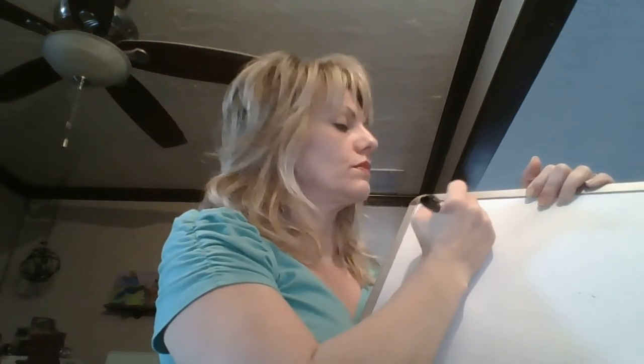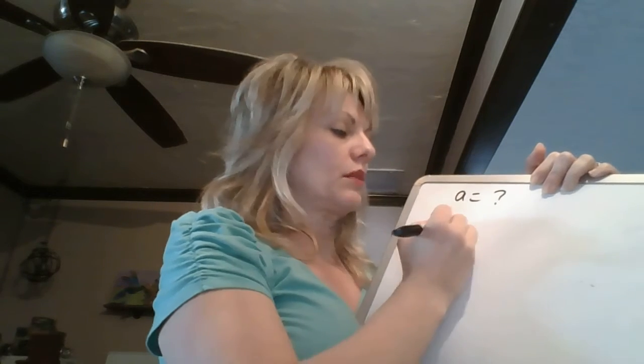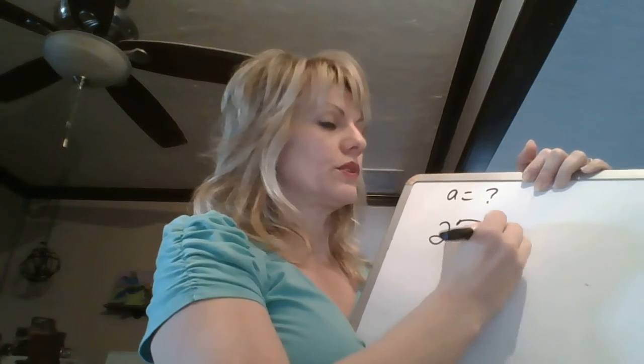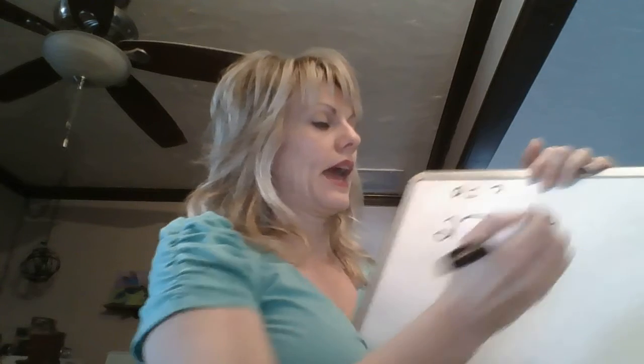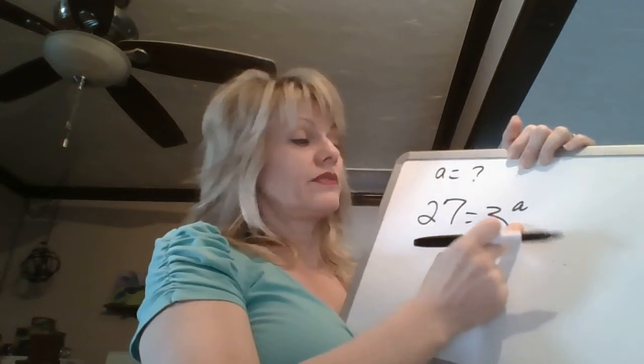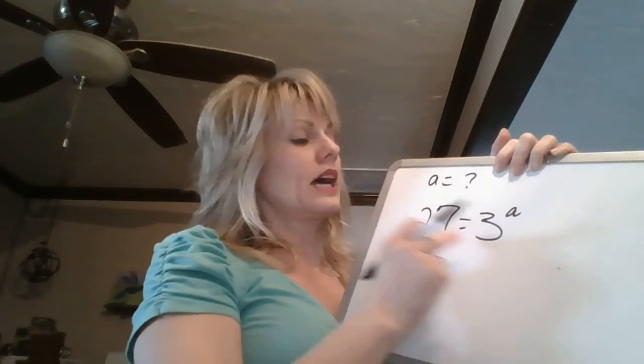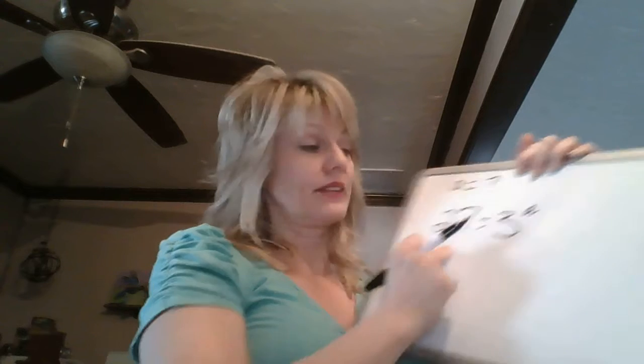All right, number 2, what does A equal? In the problem, 27 equals 3 to the A. So the A is the exponent. So we have to figure out how many times 3 times itself equals 27.